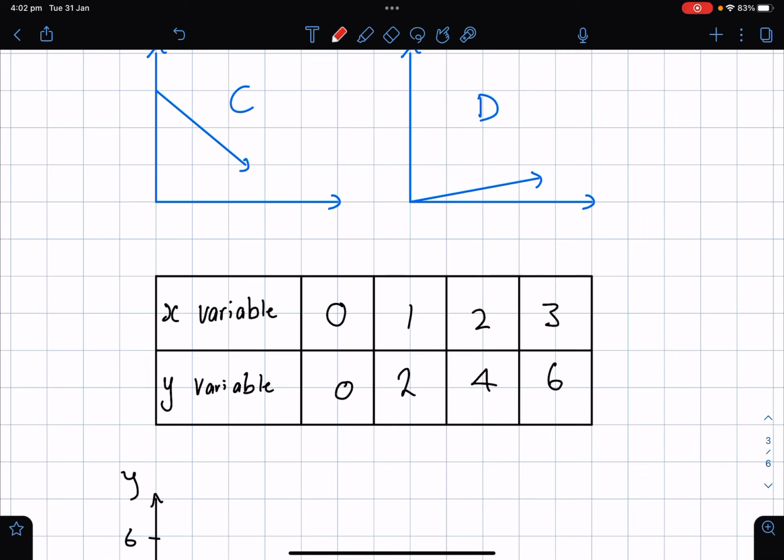But let's graph it again. So we've got 0, 0, 1, 2, 2, 4, 3, 6. And we just put a line nice and straight, there we go, through those points. All right, and we can see that it goes through the origin and it's a straight line, so it's directly proportional. Now, one last key skill is finding an equation of our line from a graph.